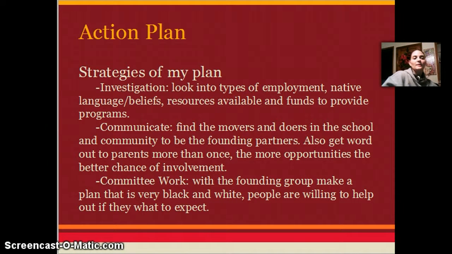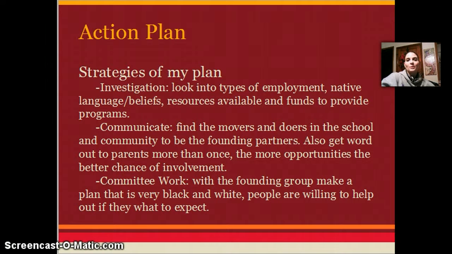Strategies of my plan. The investigation. We're going to look into the types of employment of our parents. That can have a huge impact on how much they can be involved at school. Shift workers might be on at night and not off during the day. They may be working during the day and off at night. We also have single family homes where maybe the mother and or father works all the time, and so they're less able to be around at the school. And then we also may have parents that are stay-at-home moms and stay-at-home dads that can be truly highly involved in the school.